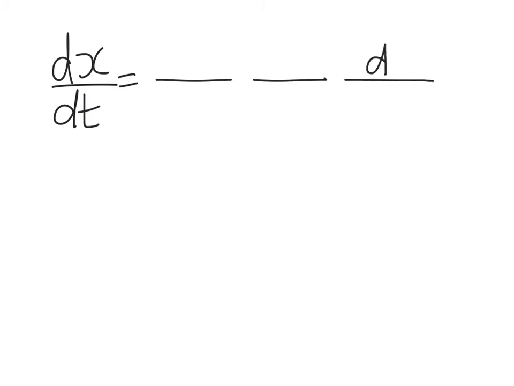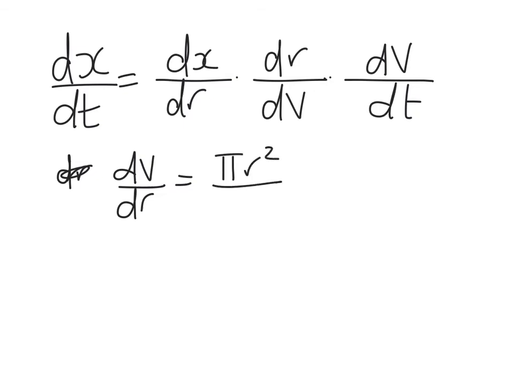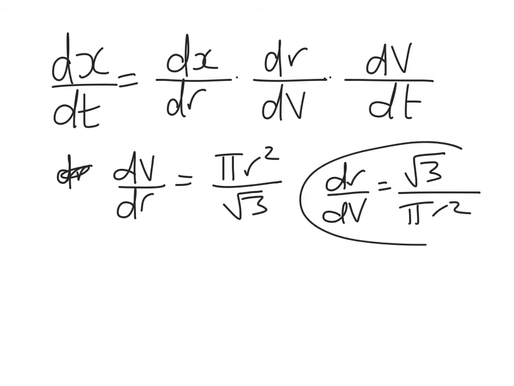Right, coming back to my chain rule, I'm still looking for dx by dt. My last bit is dv by dt. This bit is going to be how r and v work together, and this first bit is going to be the link between x and r. So we've got dv by dr is pi r squared on root 3. So dr by dv will be root 3 divided by pi r squared. So that's that one. We've got that one, that's just 2.